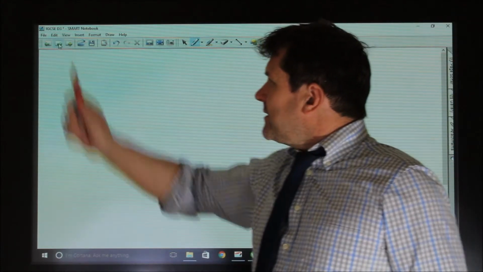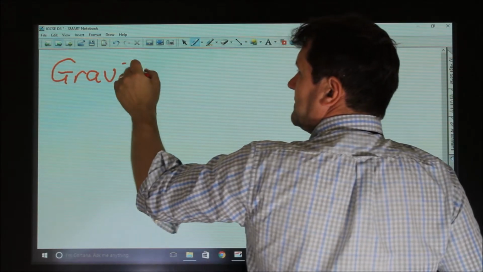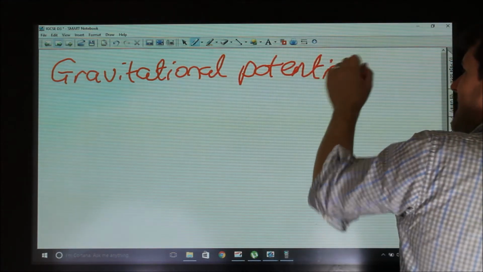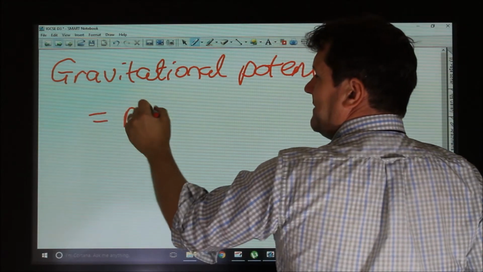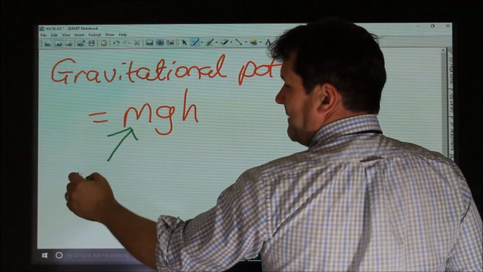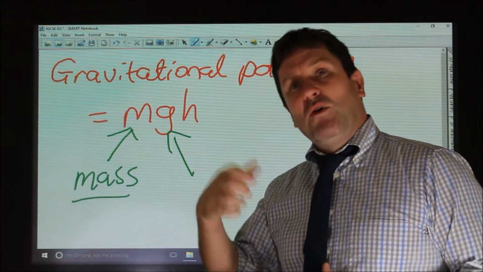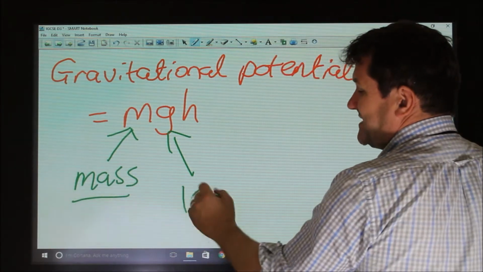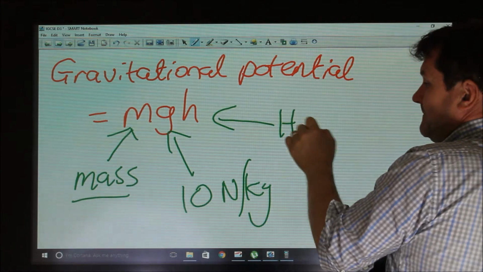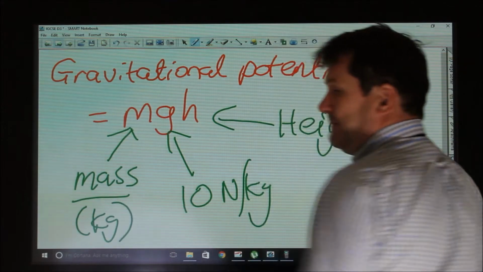Now, the other one is gravitational potential energy, and that equals mgh, where of course remember m stands for mass, g is the acceleration due to gravity, or the force acting on each kilogram, which we know is 10, and h stands for height, and of course height is measured in meters.